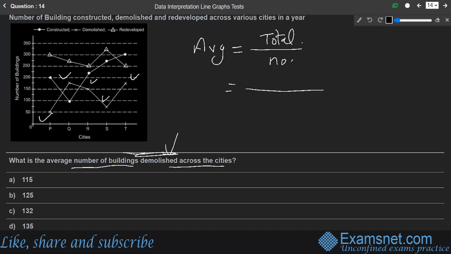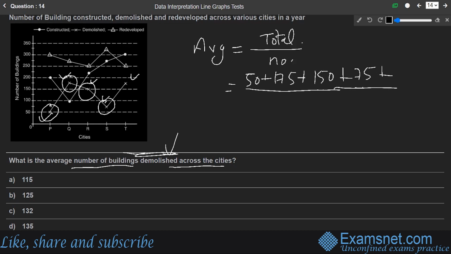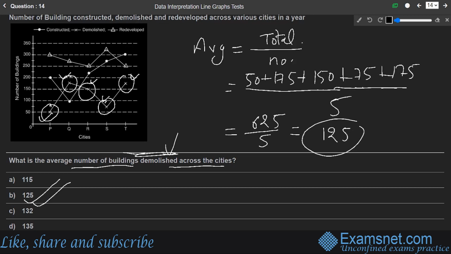So, let us add. For city P it is 50. Then for city Q it is 175. For city R it is 150. For city S it is 75. For city T it is 175 again. So this is the total, and how many cities are there? There are 5 cities. If we add them together, this comes out to be 625, divided by 5. If you do this, the value comes out to be 125. So that becomes the average. Option B becomes the right answer.